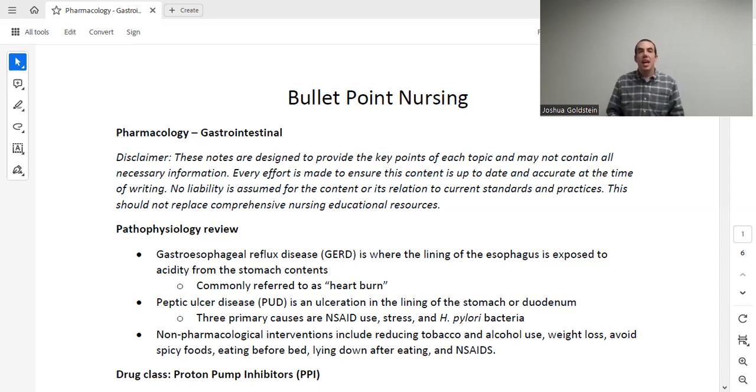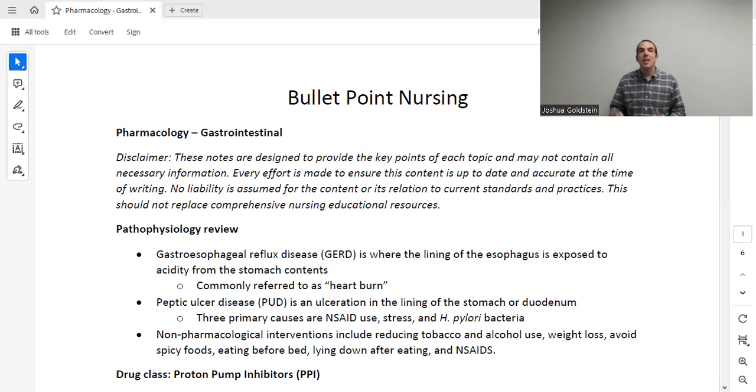So this gastric acid is really acidic. And the stomach has a special lining to protect the stomach itself from getting damaged or hurt by this gastric acid. However, the esophagus does not have that protection. So if this acid from the stomach comes up into the esophagus, it can cause pain, damage, and other problems.